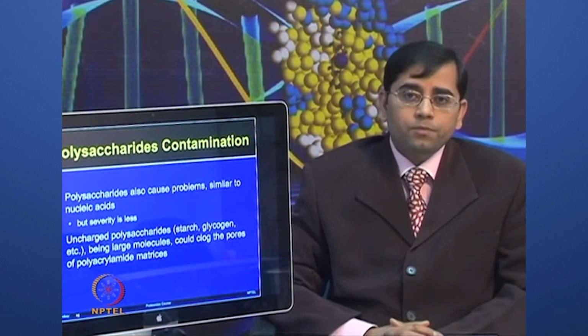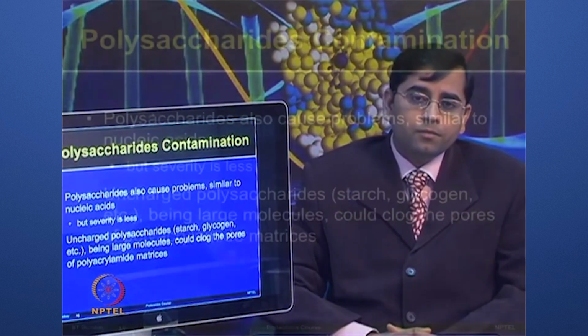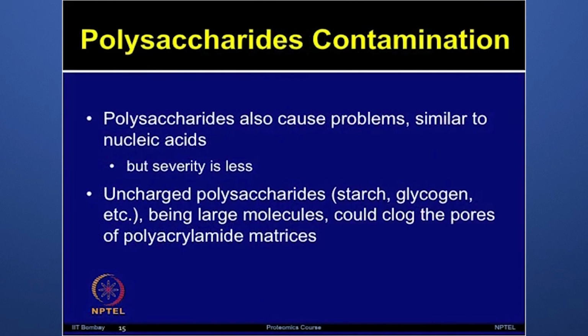So, now let us talk about polysaccharide contamination. Similar to the nucleic acid, polysaccharides may also cause problems. However, the severity will be less as compared to the nucleic acid contamination. There are different types of uncharged polysaccharides such as starch and glycogen, and these are very large molecules. So, they can clog the pores of polyacrylamide matrices, similar to what we discussed for the nucleic acid.